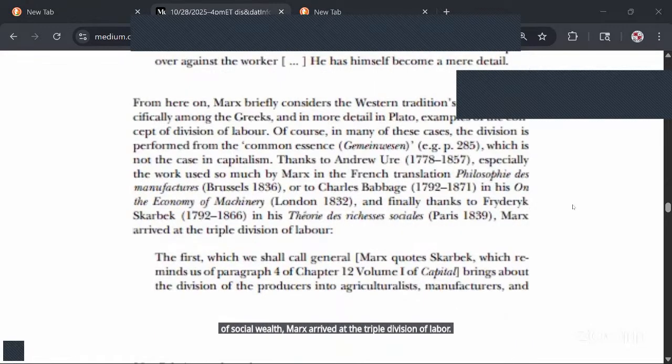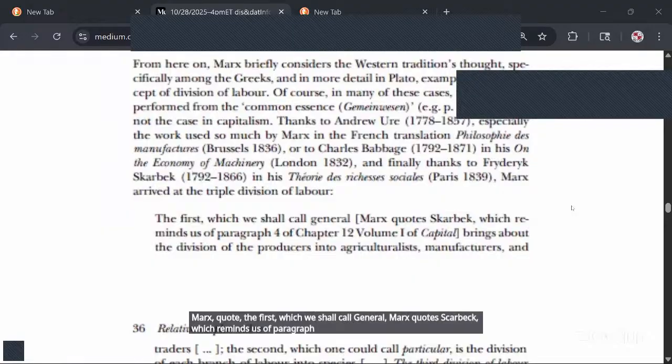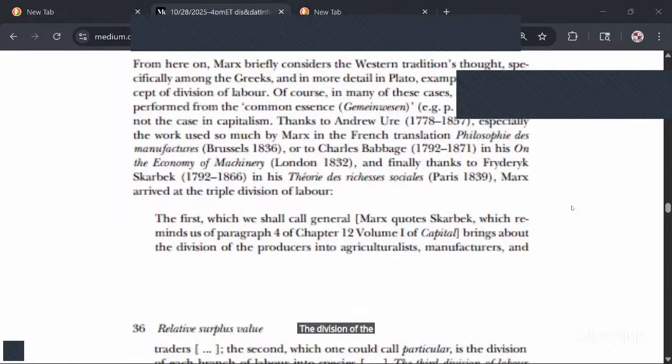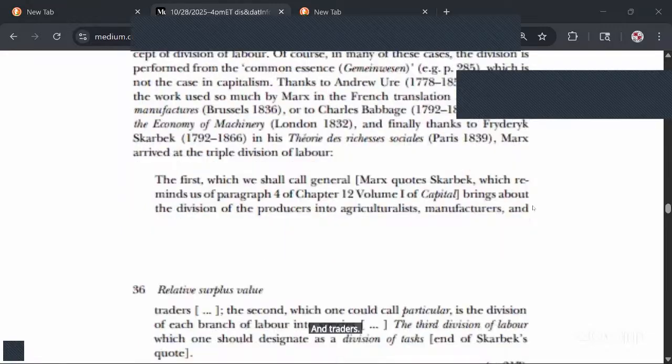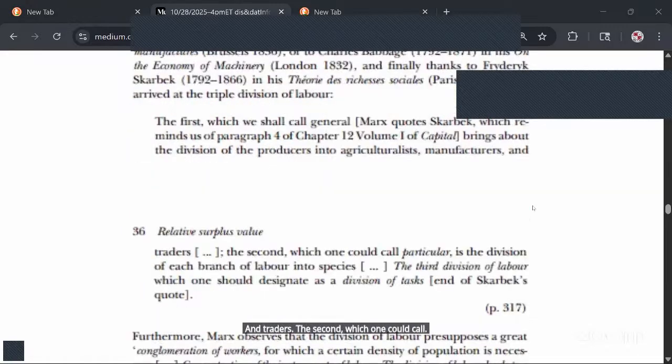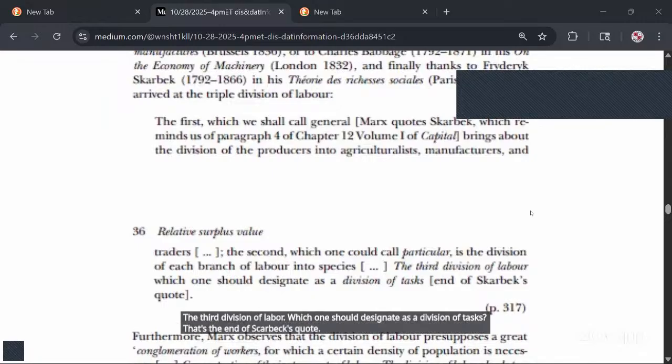Marx, quote, "The first, which we shall call general," Marx quotes Skarbek, which reminds us of paragraph 4 of chapter 12, volume 1 of Capital, "brings about the division of the producers into agriculturalists, manufacturers, and traders. The second, which one could call particular, is the division of each branch of labor into species. The third division of labor, which one should designate as a division of tasks." That's the end of Skarbek's quote, close quote.